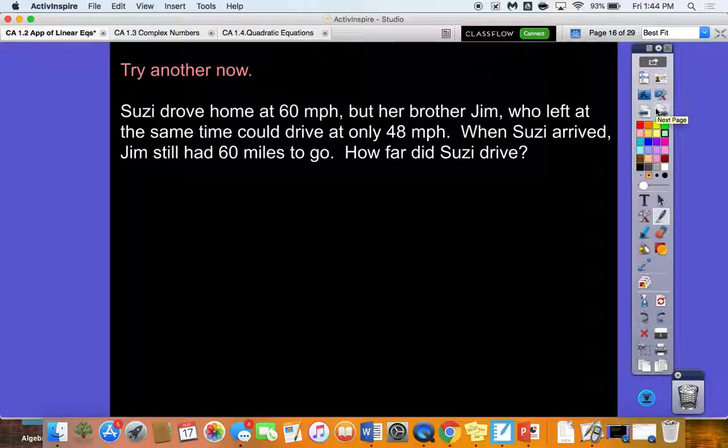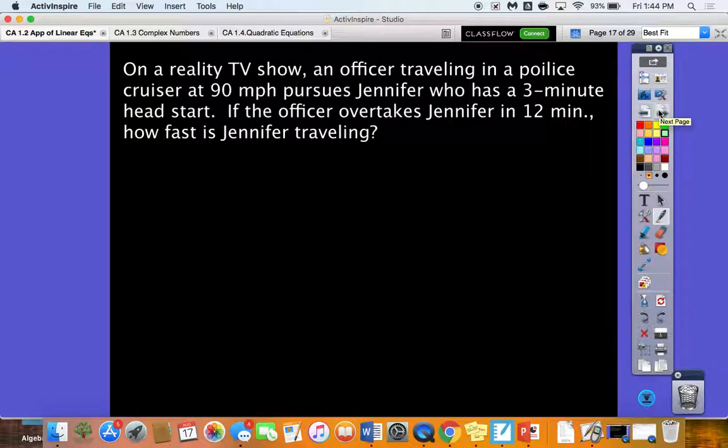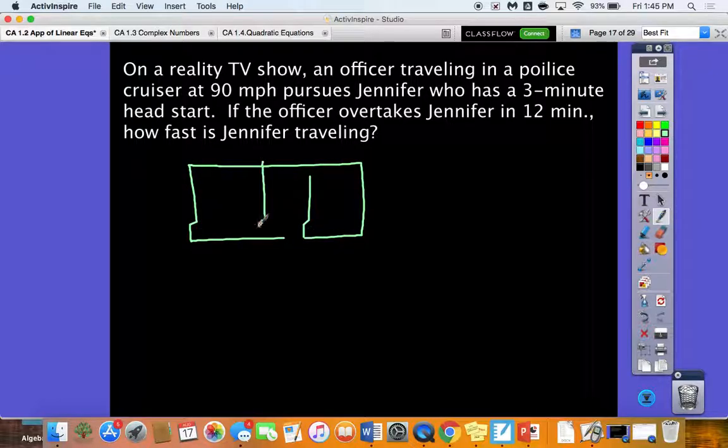Just for the sake of discussion, I will do another one on that. So let's make a chart here. I'll tell you what, I don't think this one's a good one. Let's go to the next one. Here we go. Okay. Reality TV show, officer traveling a police cruiser at 90 miles an hour pursues Jennifer, who has a 3-minute head start. If the officer overtakes Jennifer in 12 minutes, how fast is Jennifer traveling? Okay. Same setup. So we got the police, and we've got Jennifer.